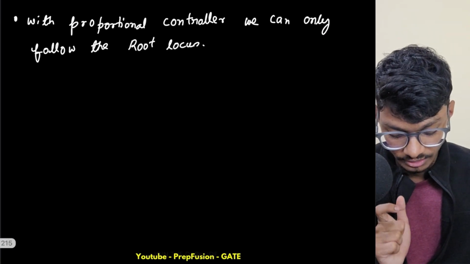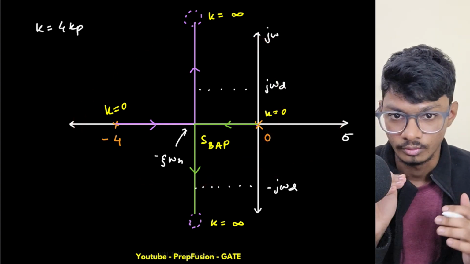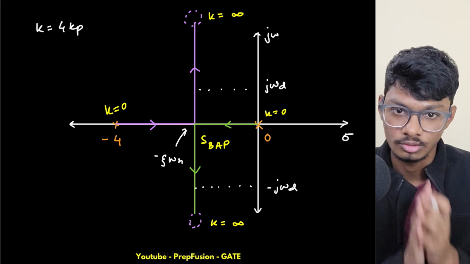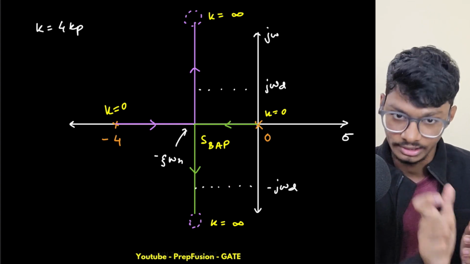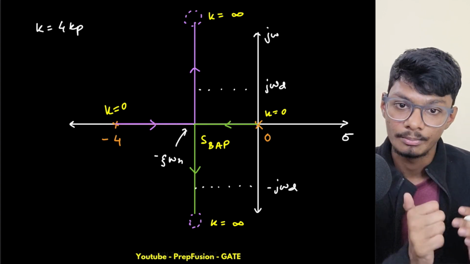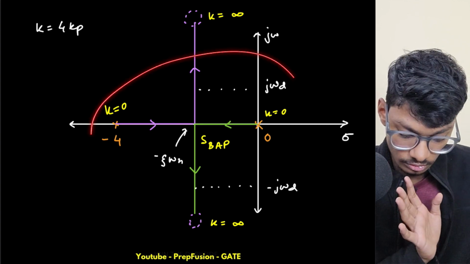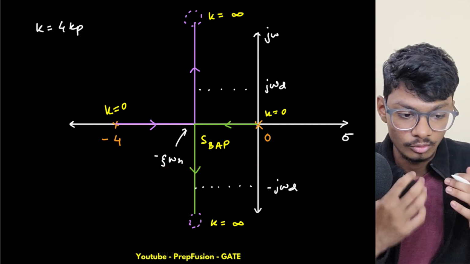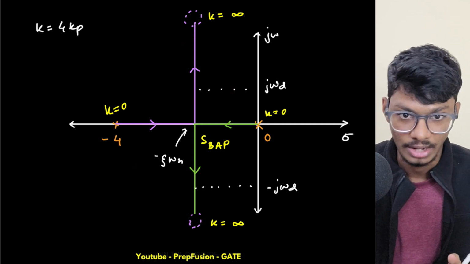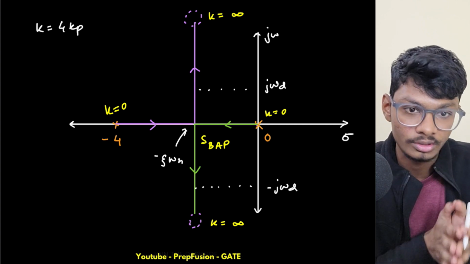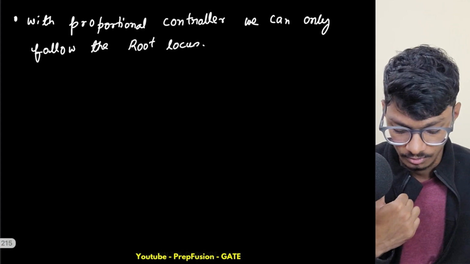We did one very good example. Also, with a proportional controller, we can only move along the root locus. We cannot place our poles here and here, or here and here, to change the time domain parameters. It is possible to change the time domain parameters, but only wherever the root locus of the system follows. If I want to place the poles exactly here and here, I can't do that because my root locus doesn't pass through those points. So I won't be able to get my desired performance. That is the drawback of the proportional controller.